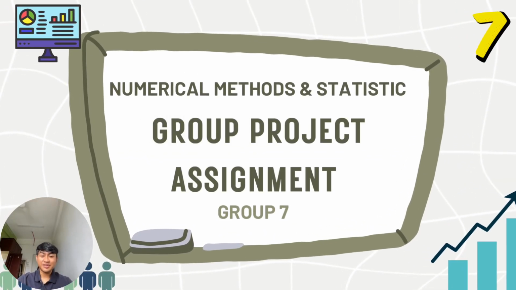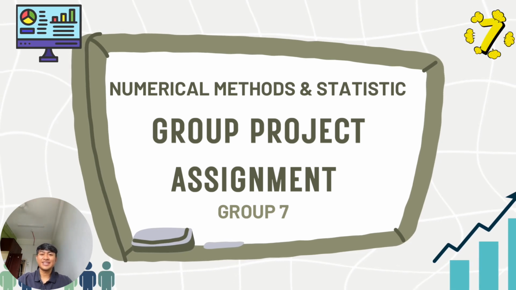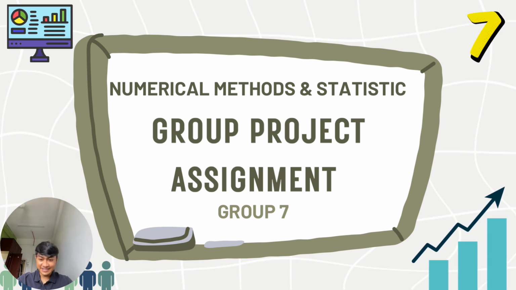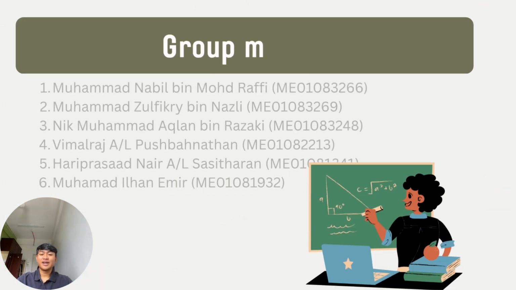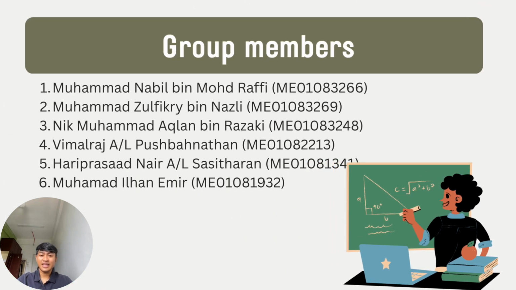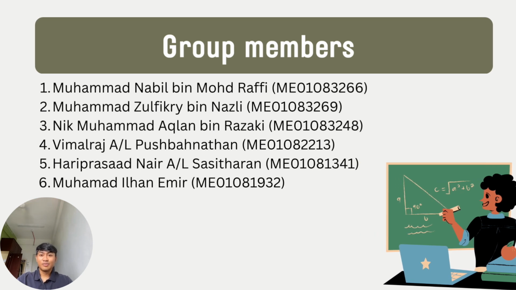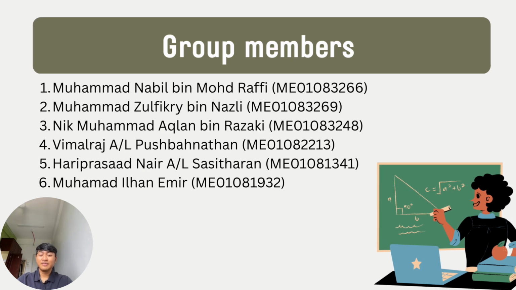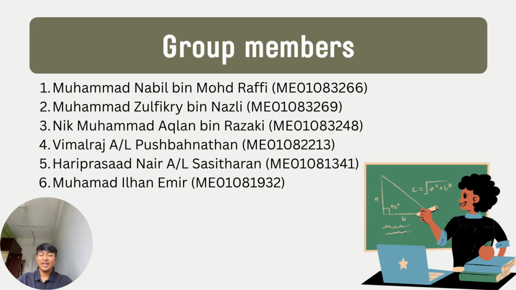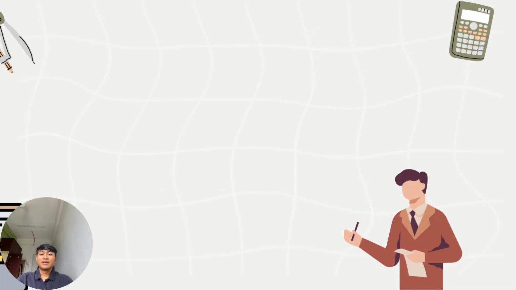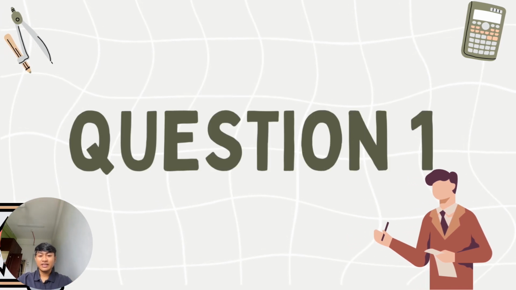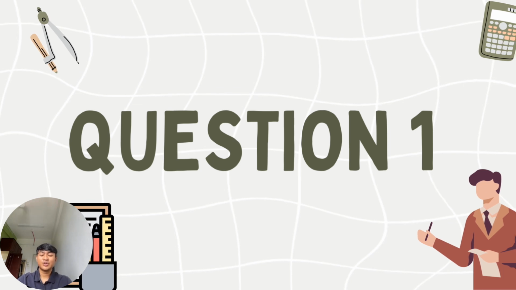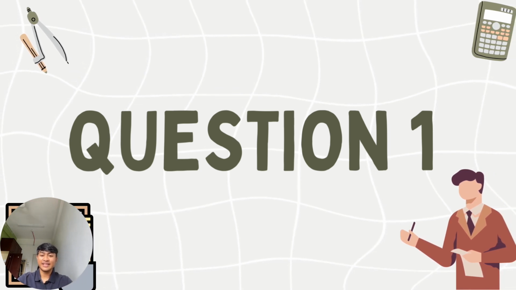We are from Group 7 of our class and we would like to present our group assignment for the subject Numerical Methods and Statistics. First of all, our group consists of 6 members and these are our names: Muhammad Nabil is myself, Muhammad Zulfikri, Nik Muhammad Aklan, Vilma Raj, Hari Prasad and Muhammad Ilhan. There are two questions that need to be solved from our assignment and we are here to explain to you guys how we got all the answers.